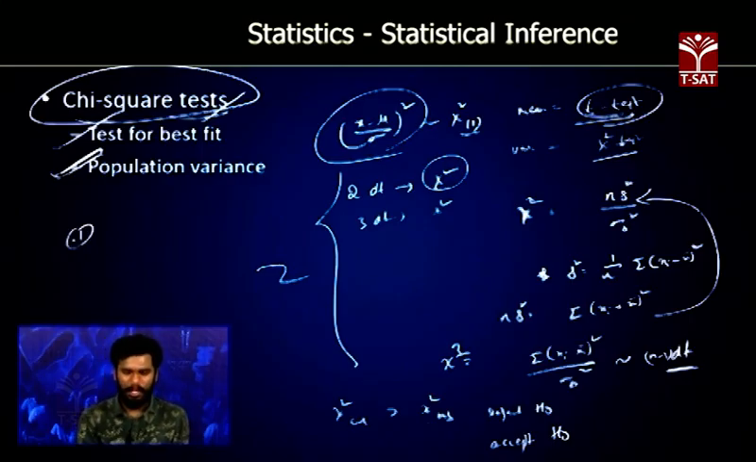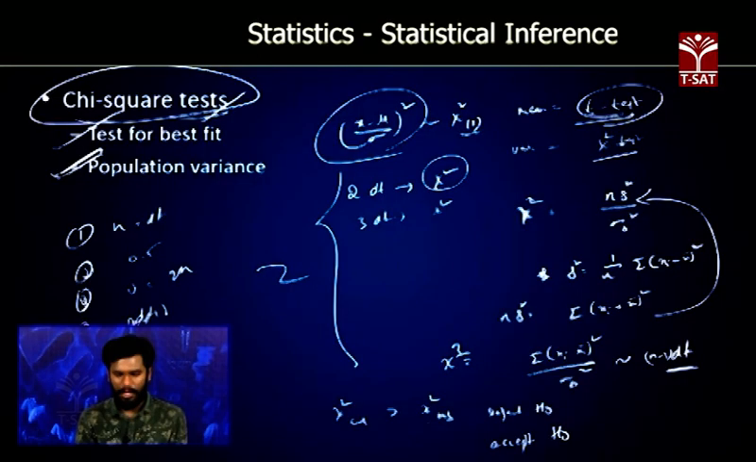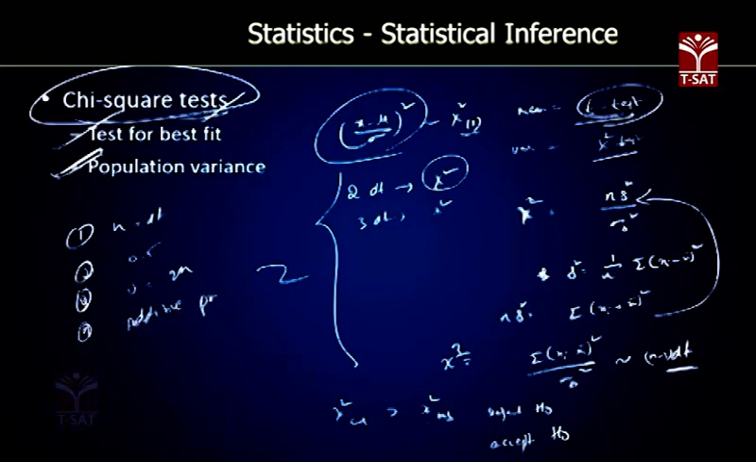The first thing is mean is equal to n, which is the degrees of freedom. Second, median is equal to 0.5, variance is equal to 2n, and the additive property, and this is a special property. For every degree of freedom there will be a special distribution, a special function for chi-square. And the two tests based on the chi-square are the test for best fit and the test for population variance.